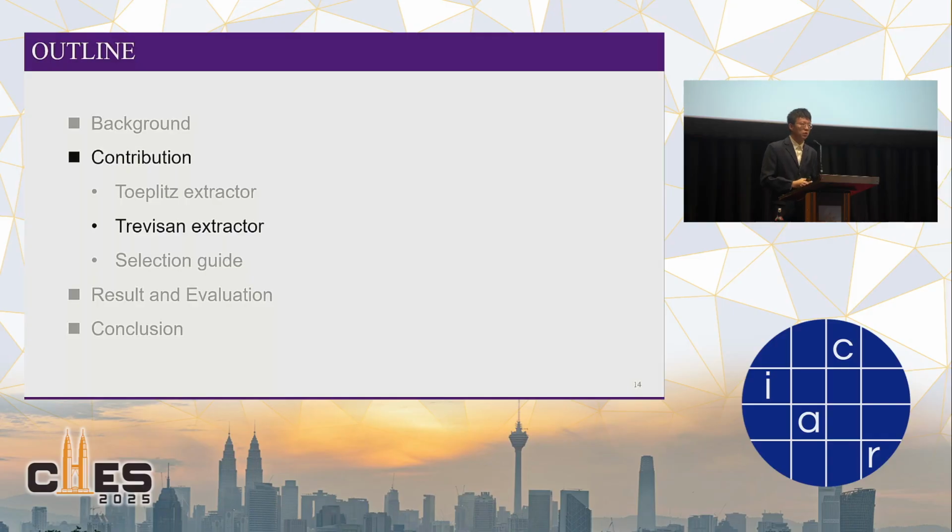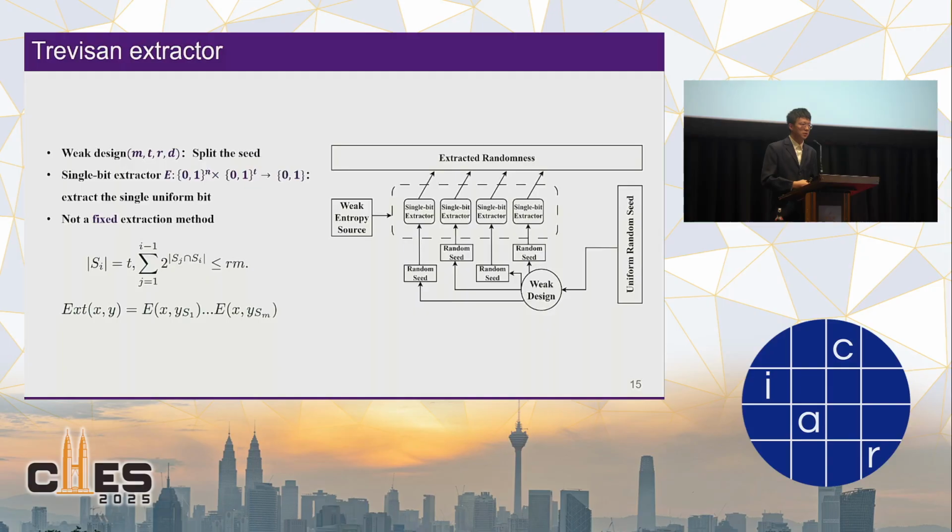Another contribution of our work is the first ever hardware implementation of the Trevisan extractor. The Trevisan extractor is composed of several single-bit extractors and a weak design. The weak design splits the total random seed into several random seed sites with a little overlap. The total seed length is D. We use Si to denote every seed site, the number of seed sites is M, and the length of a seed site is T. We use R to denote the overlap between every two random seed sites.